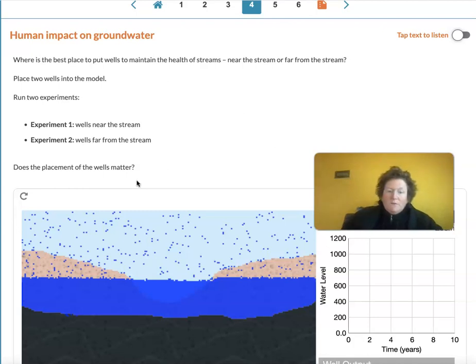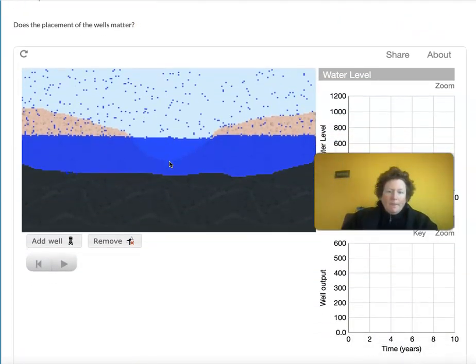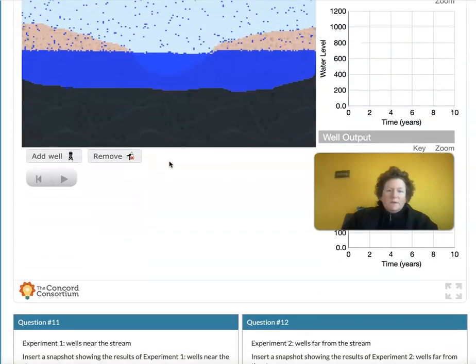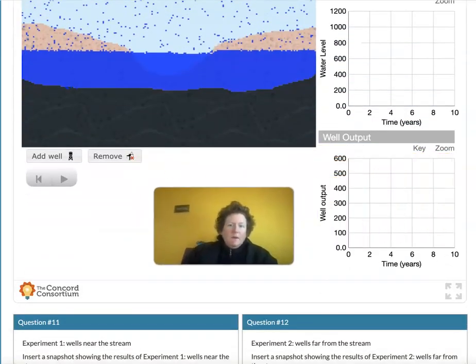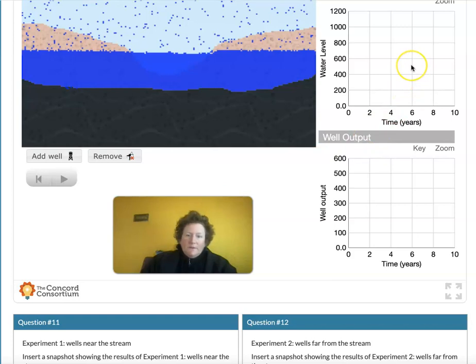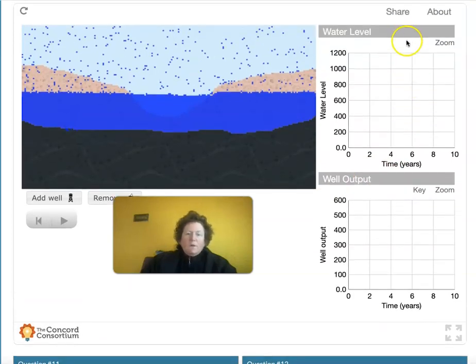Make a hypothesis. What do you think is going to happen? Is it better to put those wells near the stream or far from the stream? So we get to look at 2 different things here. We'll look at well output and we'll look at water level. So we'll be watching the stream and we'll be watching our wells. So let's stick them near the stream first.